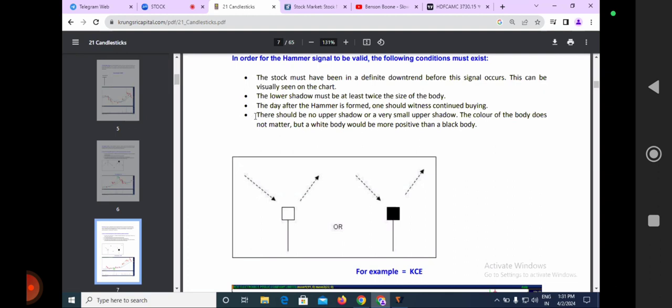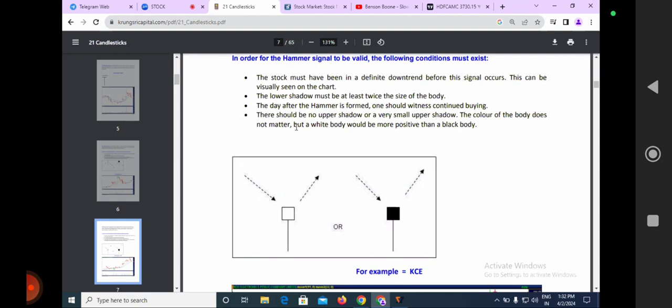See, the fourth condition is there should be no upper shadow or a very small upper shadow. The color of the body does not matter, but a white body or a green candle should be more positive than other candles. I'll just summarize it for you again. Don't confuse this hammer candle with this doji candle.